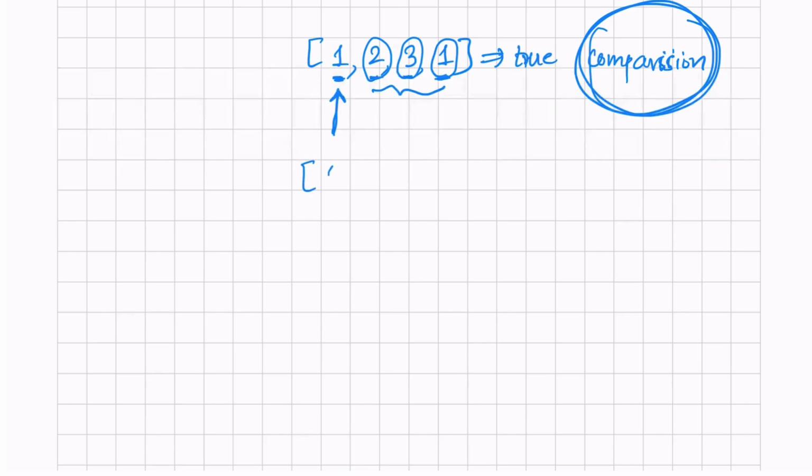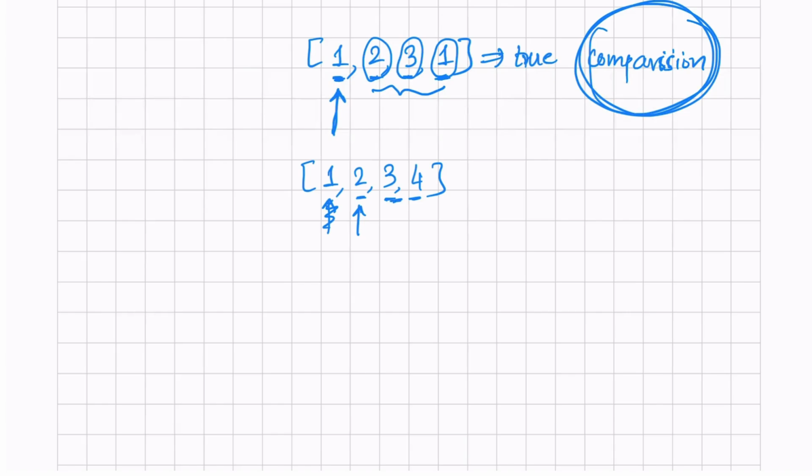Let's look at another example where we do not have a duplicate, right? Let's say we have an array like this. We have a pointer here, right? And we compare 1 to each and every element in the array, right? So no duplicates found. We move our pointer here.